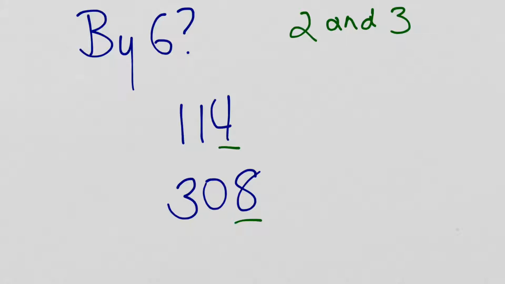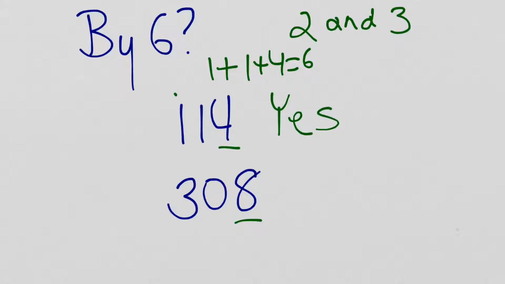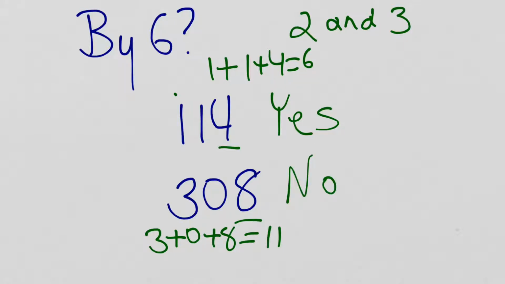So I look and I say 1 plus 1 plus 4, that equals 6. Is 6 divisible by 3? Yes. So 114 meets the rule for 2 and 3. So that means 114 is divisible by 6. Now here I'm going to add 3 plus 0 plus 8, and I get 11. 11 is not divisible by 3, and while 308 does meet the rule for 2, it doesn't meet the rule for 3, and so no, it is not divisible by 6.